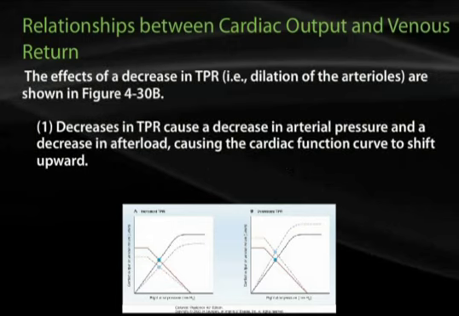The effects of a decrease in TPR, that is dilation of the arteriolar smooth muscle, is shown in Figure 4-30B. Decreases in TPR cause a decrease in arterial pressure and a decrease in afterload. This causes the cardiac function curve to shift upward. There's more cardiac output available if the arterioles relax their smooth muscle.